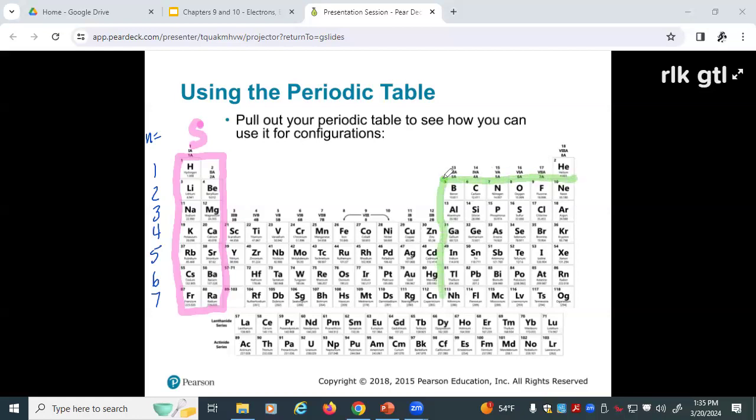Mark off the last 6 columns of the periodic table and label that grouping P. Why 6? Well, again, we talked about the idea the P sublevel has 3 orbitals. Each orbital can contain 2 electrons. 3 times 2 gives us 6. These 6 boxes represent the 6 electrons that can exist in that P sublevel.